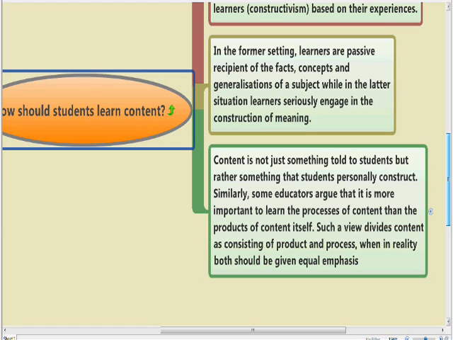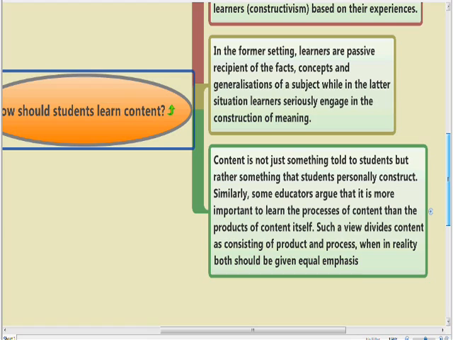Because everybody knows any activity from a constructive perspective may take a substantial amount of time, and deliberating time, content, and finishing the curriculum becomes a serious issue sometimes. Okay, the final one is content is just not something told to the students, but rather something that students personally construct. Similarly, some educators argue that more important to learning is the process of content than the product of content itself. Such a view divides content as consisting of product and process, while in reality both should be given equal emphasis.